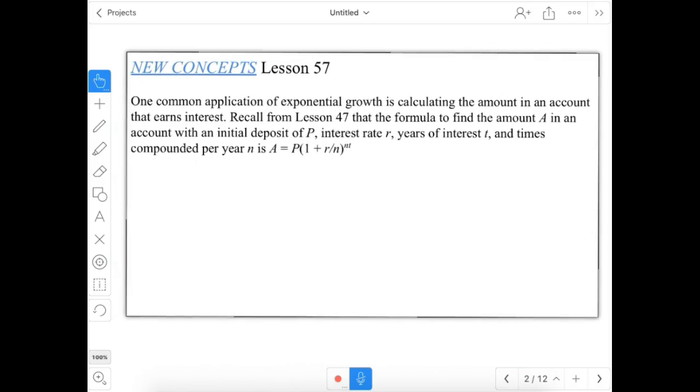Now, we have two different formulas for this depending on what kind of account we're using. The first one that we're interested in is this one, where we have A is equal to P times 1 plus R over N to the NT power. So our A is the amount that we would get after things were happening. P is our initial deposit. Our interest rate is R, the number of years that have taken place over time would be T, and then the number of times that is compounded per year is N.